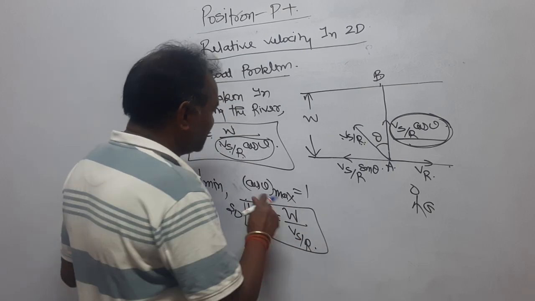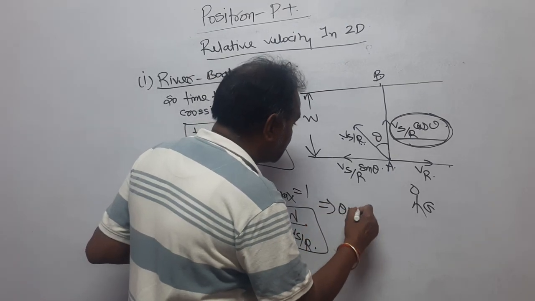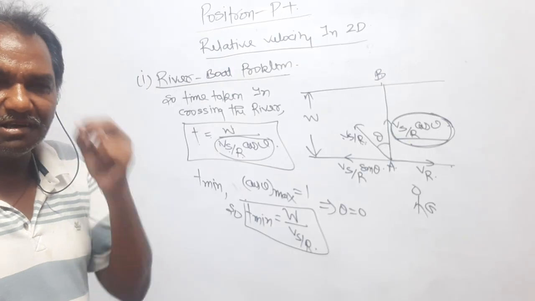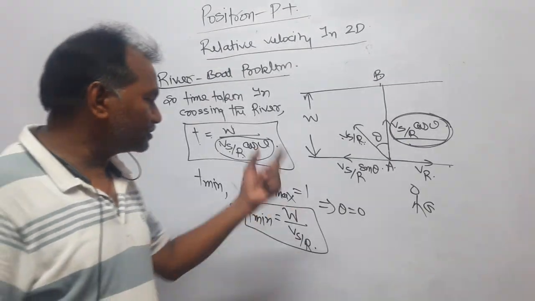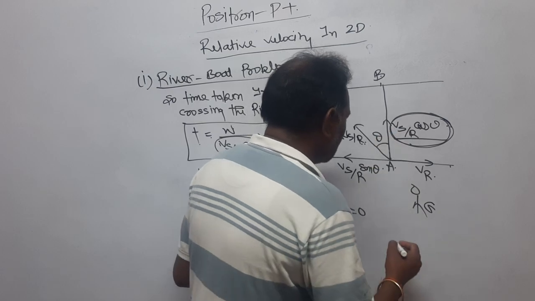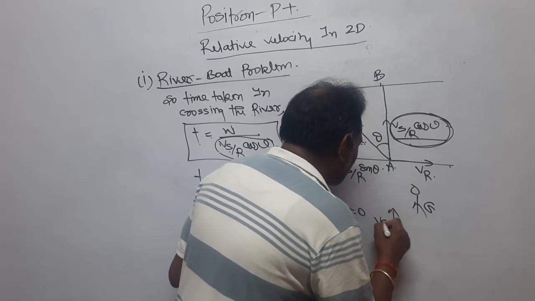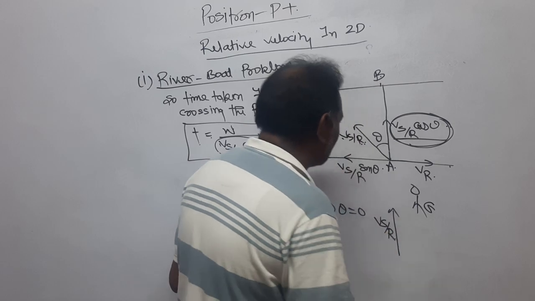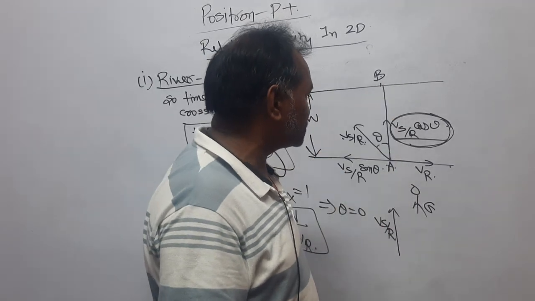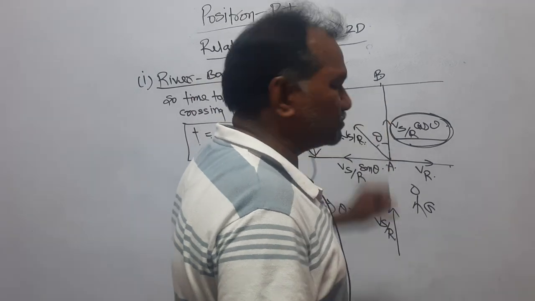Now dear student, cos theta will be 1 when theta equals 0, right? Now look here how the diagram becomes. When theta is equal to 0, it means the swimmer is traveling in this way. This is the velocity of swimmer with respect to river, right? Theta becomes 0 means swimmer is traveling in this way.